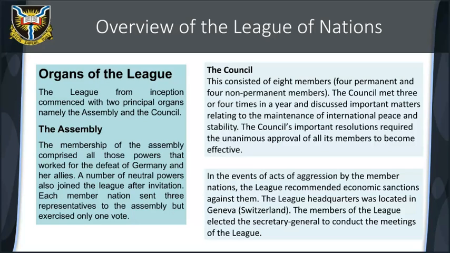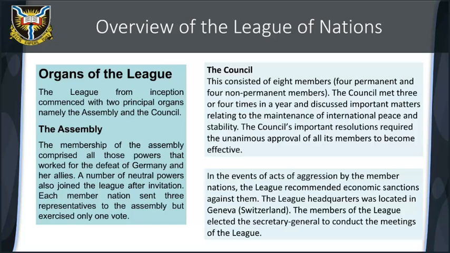The Assembly. The membership of the Assembly comprised all those powers that worked for the defeat of Germany and her allies. A number of neutral powers also joined the League after invitation. Each member nation sent 3 representatives to the Assembly but exercised only 1 vote. The Council. This consisted of 8 members, 4 permanent and 4 non-permanent members.